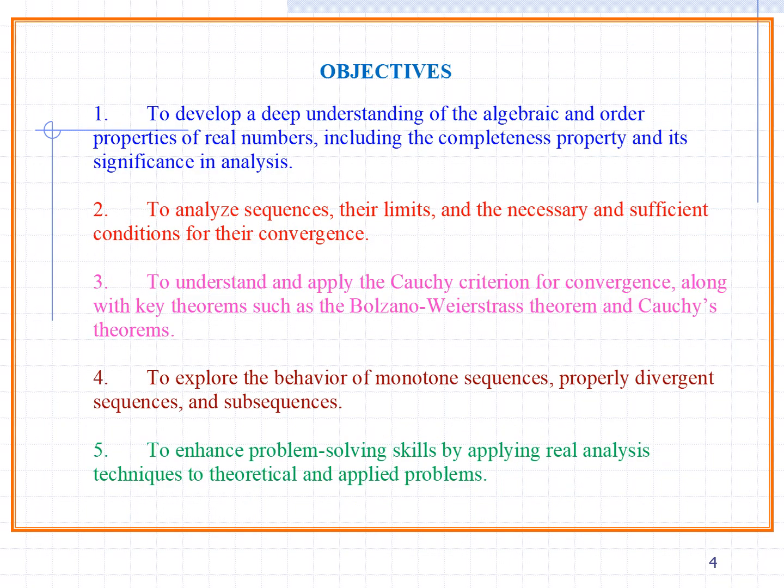Objectives: to develop a deep understanding of the algebraic and order properties of real numbers, including the completeness property and its significance in analysis. The second objective is to analyze sequences, their limits, and the necessary and sufficient conditions for their convergence. The third objective is to understand and apply the Cauchy criterion for convergence along with key theorems such as the Bolzano-Weierstrass theorem and Cauchy's theorems.